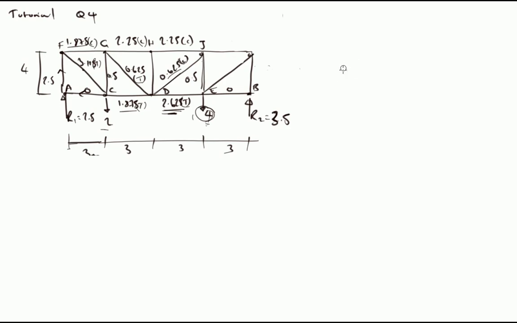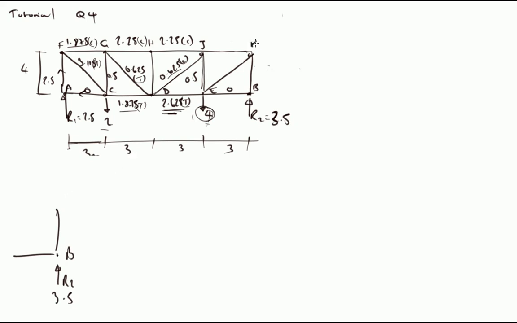Okay then, so coming over to node B, so I'm at reaction. I've got my reaction R2, which is 3.5, coming on at B, and I have a vertical component there and a horizontal component there.